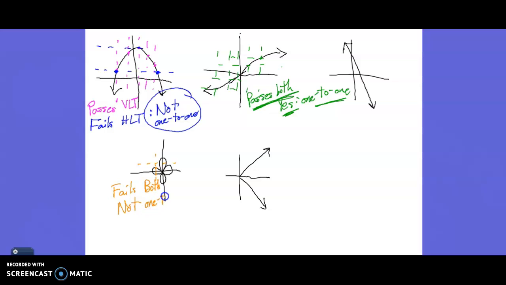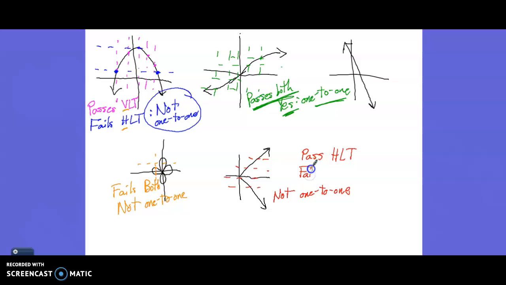And it would be nice if instead of saying it passes both, it fails both, you actually tell me VLT and HLT. I know I'm not heeding my own advice in my examples. But the reason why that's nice is because sometimes students just accidentally hit the right answer. Like this one is not one-to-one. But if I did the horizontal line test, this curve only hits everywhere at once. So it does pass the horizontal line test. And that's why I would like you to write that out.